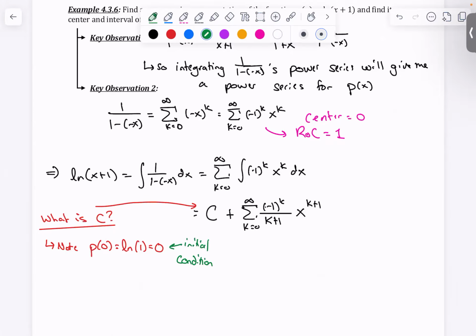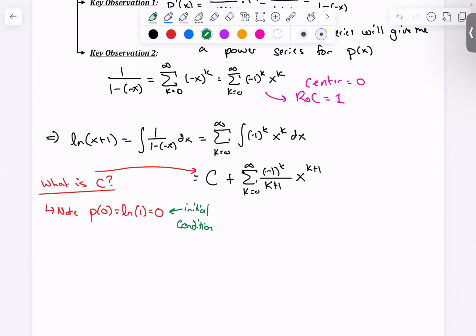If I try to do so, just to show you how you have to be a little bit clever and careful with these things, sure, I could use the fact that P of 1, I'm writing this in pink, P of 1 is natural log of 2. And I could use that to solve for C, but the problem is, if I do this, C plus the sum from k equals 0 to infinity of -1 to the k over k plus 1 times 1 to the k plus 1. But 1 to the k plus 1 is just 1. And the question is, what is this?